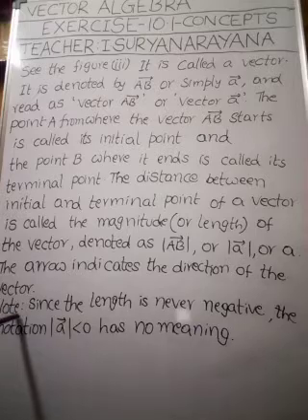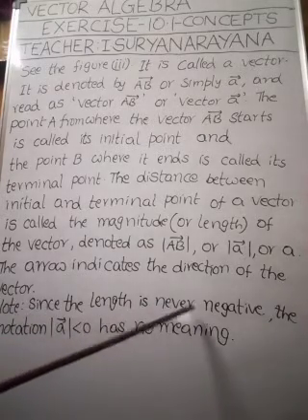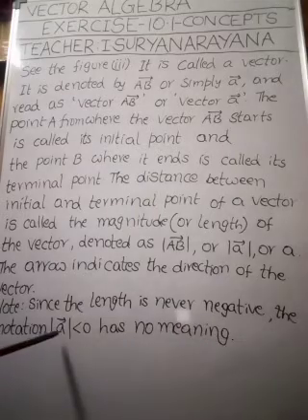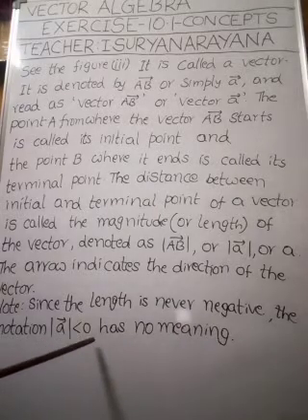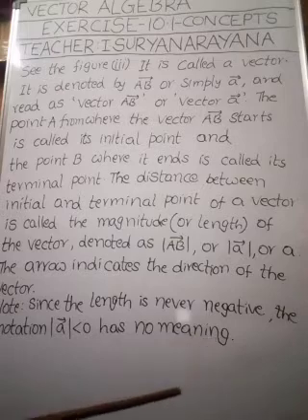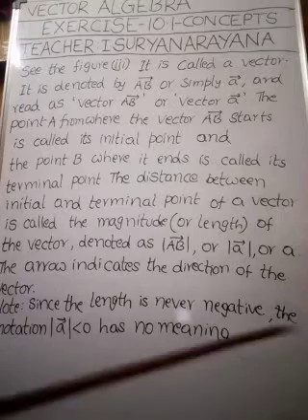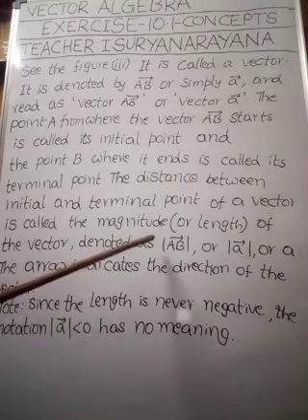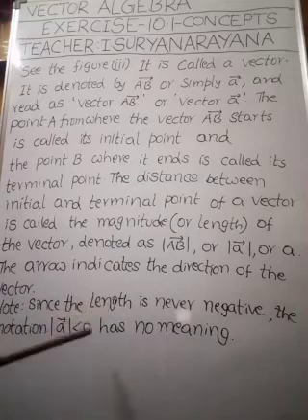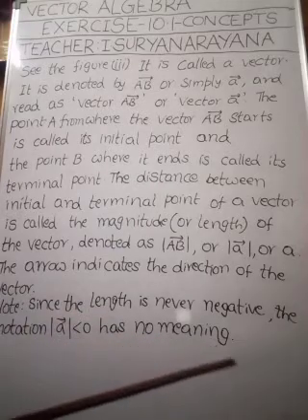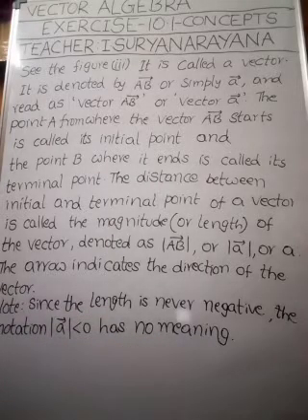Right. Note, please remember this point, my children. Since the length is never negative, the notation modulus of A bar less than 0 has no meaning. You know, the length of any physical quantity is never a negative number. So modulus of A bar denotes magnitude of a vector. Length of a vector less than 0 has no meaning. Understood this point, my children? Right.